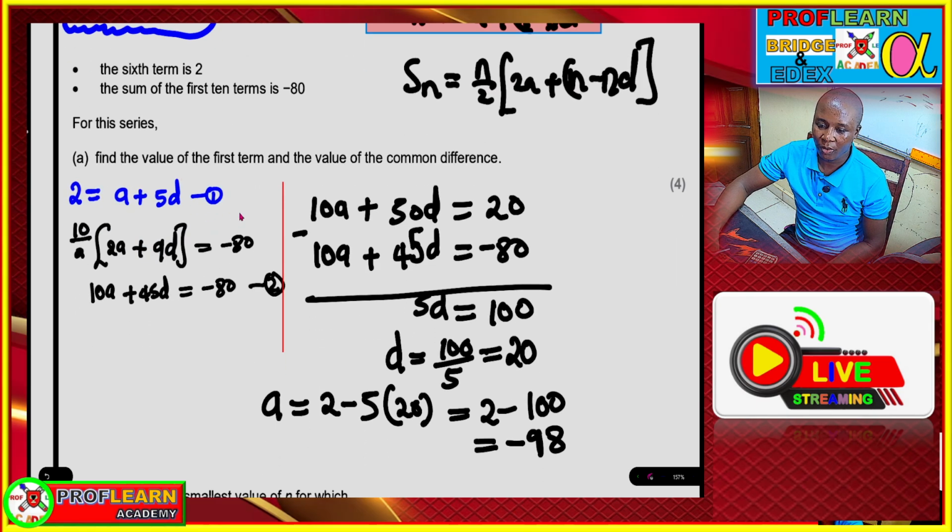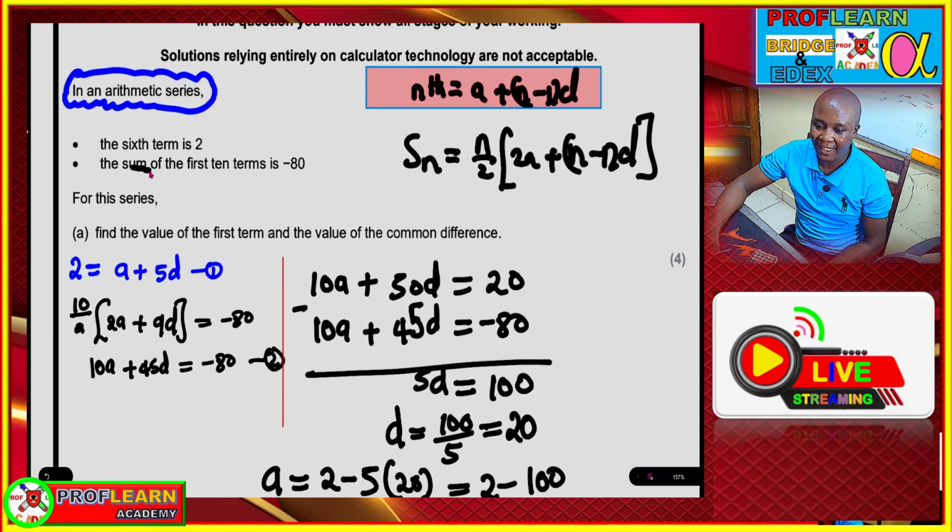Then that forms our equation 1. Equation 2 is the sum of the first 10 terms. So we are going to use this particular formula that we have at this point of time, meaning that it's going to translate to an equation of 10a plus 45d is equal to -8, and that becomes equation 2.